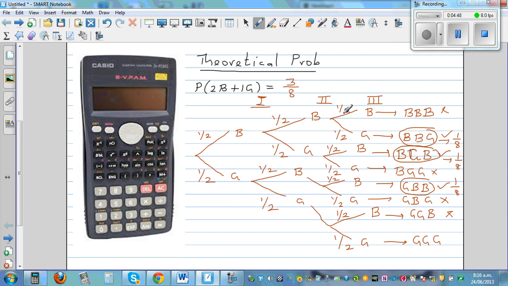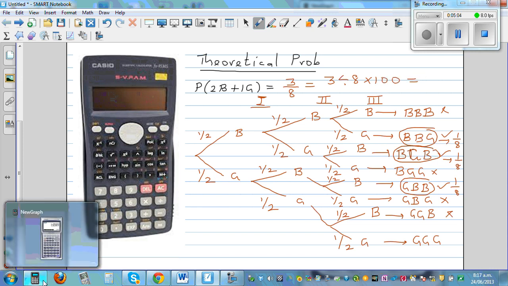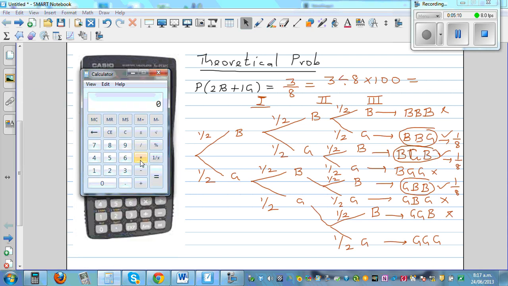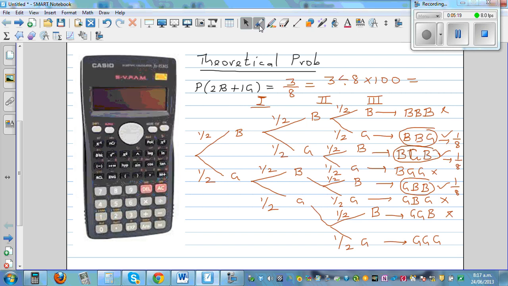3/8 is the probability. If you want to write this as a percentage, it is 3 divided by 8 times 100. So the theoretical probability of having two boys and one girl is, let me get my simple calculator, make it standard, 3 divided by 8 times 100. You can say that is 37.5% chance, or probability in terms of percentage, that you can have a family of two boys and one girl. Okay. Now I want to do this.